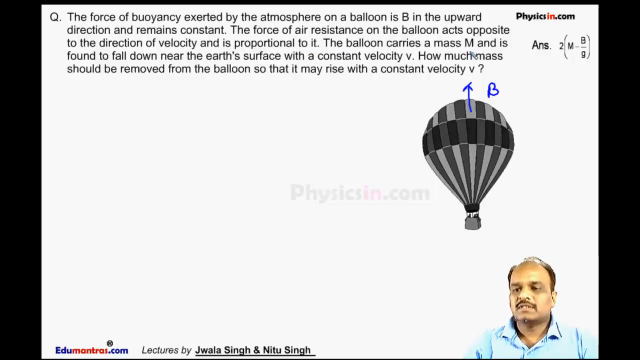If the balloon carries a mass m and is found to fall near the earth's surface with constant velocity v, the balloon is going downward with a constant velocity v.